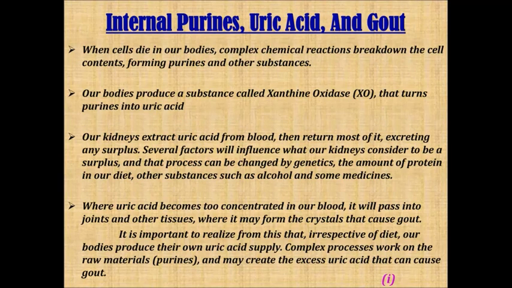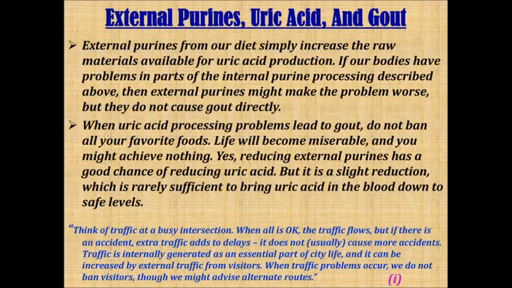When uric acid becomes too concentrated in our blood, it will pass into joints and other tissues where it may form the crystals that may cause gout. It is important to realize from this that irrespective of diet, our bodies produce their own uric acid supply. Complex processes work on the raw materials, that is purines, and may create excess uric acid and then cause gout. Okay, that was the internal purines. Now we are coming to the external purines.